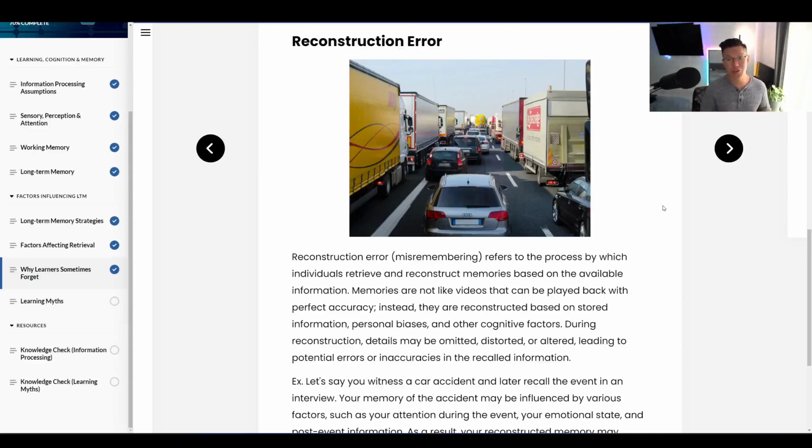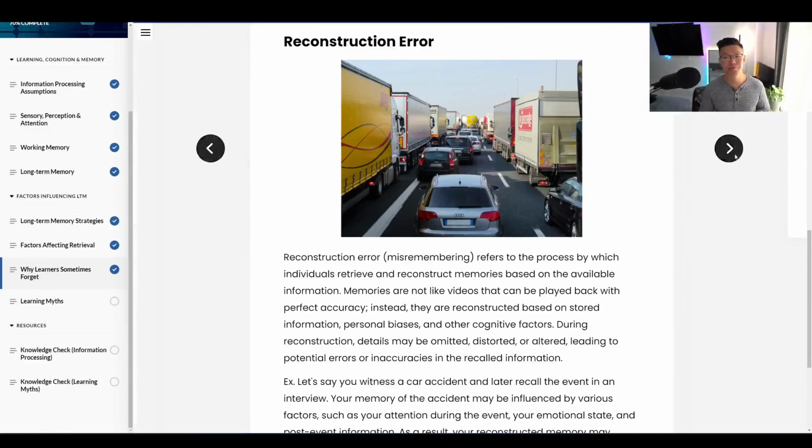Possible explanations could also be that it's been five years, or that we're experiencing post-trauma, like in the example here with the car accident. If you ask five different people who were eyewitnesses to a car accident, those five people might say five very different things.